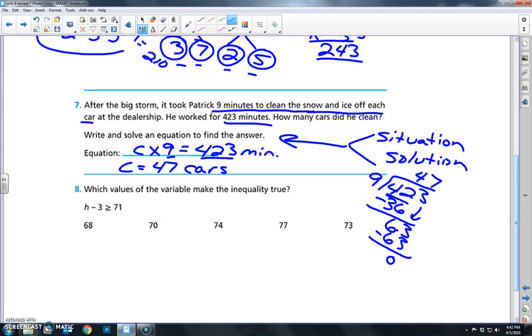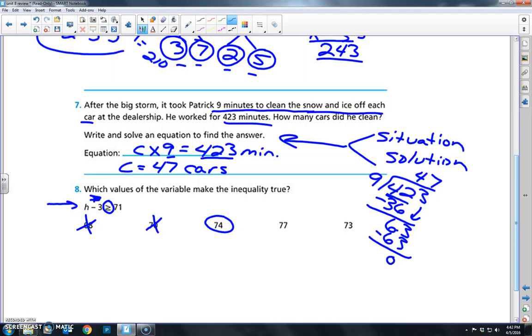Okay? Nice. All right, here we go. There are some questions on the test like these. Okay? This stands for greater than or equal to. So make sure that you kind of focus on this part right here. 68 minus 3, is it greater than or equal to 71? No. 70 minus 3, is it greater than or equal to 71? No. 74 minus 3? Yes. 74 minus 3 is 71, and that's equal to 71.